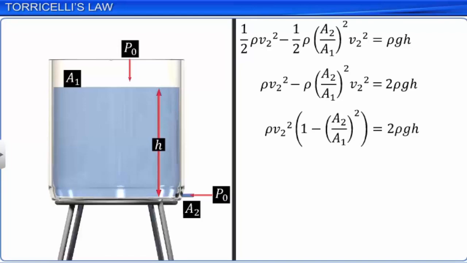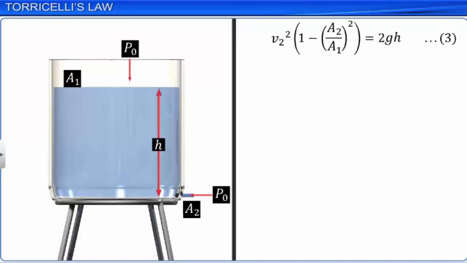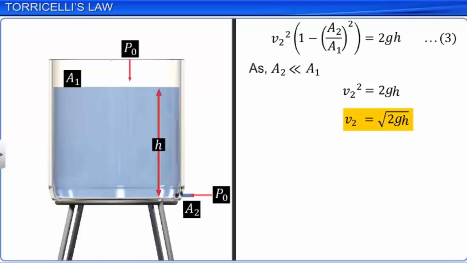we get equation 3 as V2 square multiplied by 1 minus the square of A2 by A1 is equal to 2GH. As A2 is much smaller than A1, A2 in the above equation can be neglected and hence the equation changes to V2 square is equal to 2GH, or V2 is equal to root 2GH. This represents the speed of a freely falling body, which proves Torricelli's law.